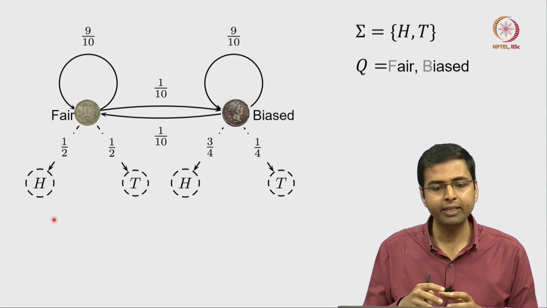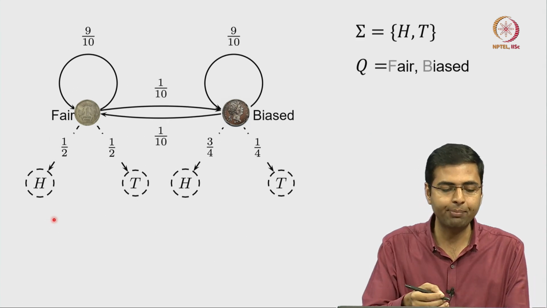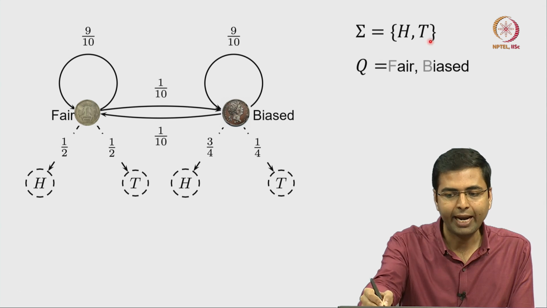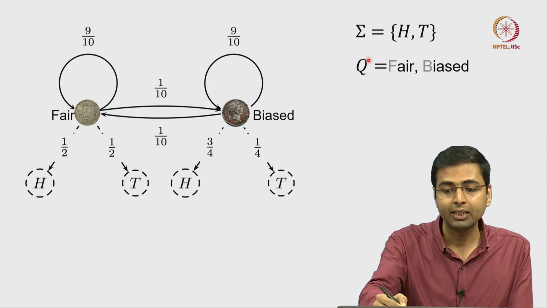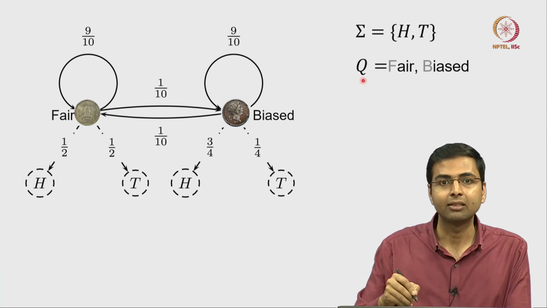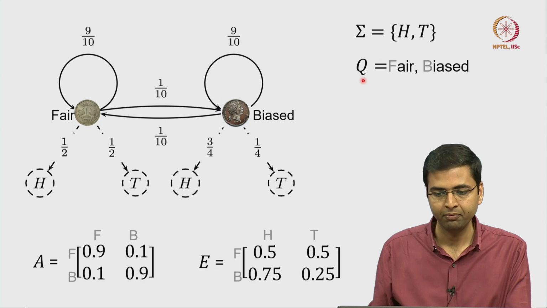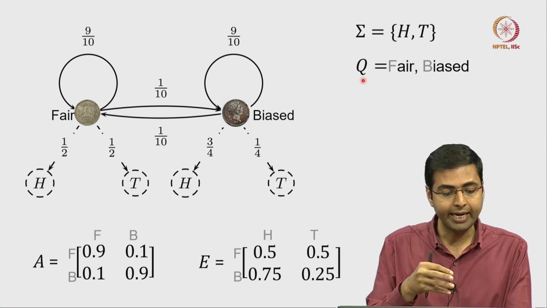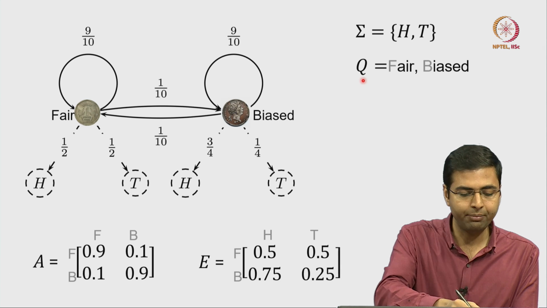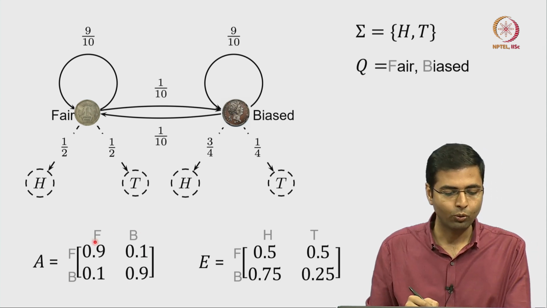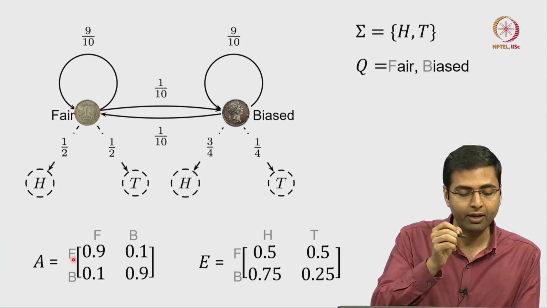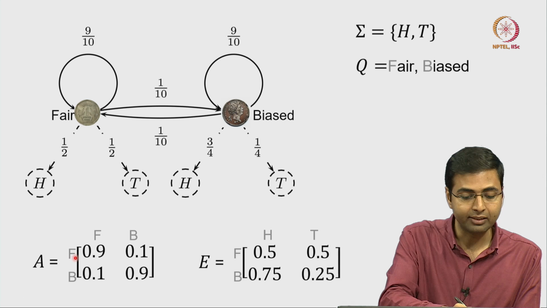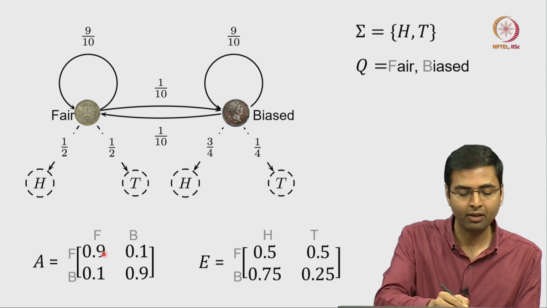Again, if we look at all these notations for the same example that we have been considering, sigma would be H comma T, because these are the symbols that the HMM is emitting. The set of states is fair comma biased, these are the hidden states, and the state transition probability based on this HMM is shown on the left, where you can observe that, for example, if you have a fair coin, then we stick with the fair coin with probability 0.9 and we switch to biased coin with probability 0.1.